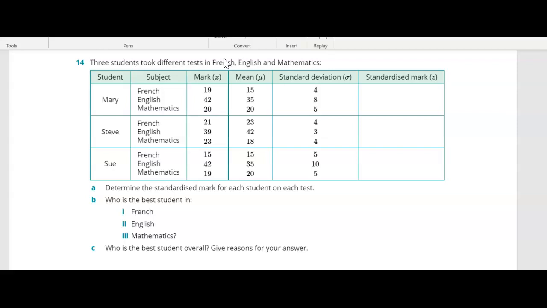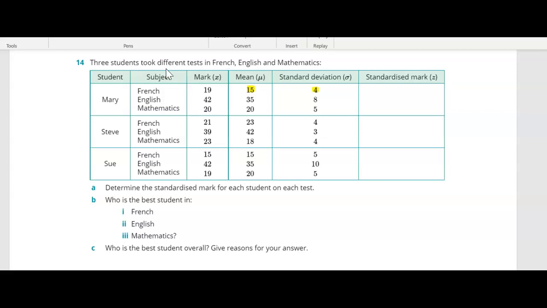Okay, so the mean and standard deviation, oh, it's different. Why is it different for each class? Let me just think. Maybe it's for their class. Okay, so maybe Mary, Steve, and Sue are also in different French, English, and maths classes. Otherwise, they should have the same mean and standard deviation.